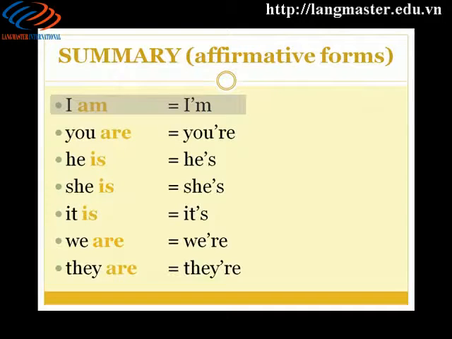I am, I'm. You are, you're. He is, he's. She is, she's. It is, it's. We are, we're. They are, they're.